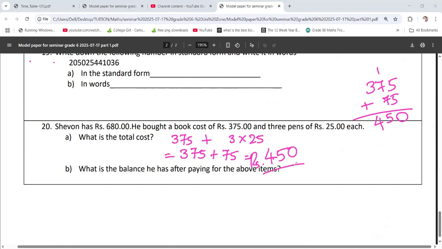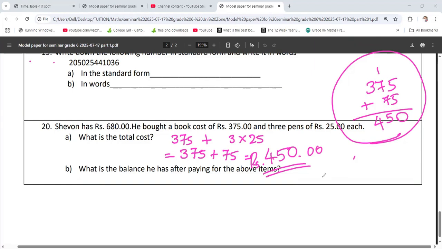I'm sorry for that, because this is too easy. That's why I will always tell you, just go with this kind of working. Don't do the calculations in your mind. So this 450 rupees is the total cost.